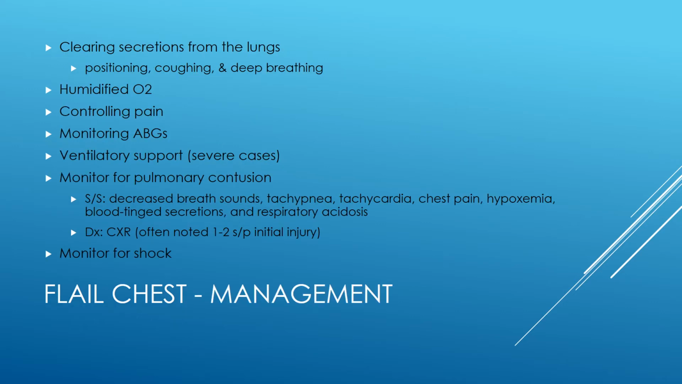Management for flail chest is managing secretions, encouraging cough and deep breathing if they are awake and stable enough. Humidified O2: we give humidified O2 to help thin secretions so they are easier to excrete and remove. When we have dry secretions, that's when we get concerned for mucus plugging, which I talked about in the previous lecture. Pain control is huge, and monitoring ABGs because you want to know how they're ventilating and how their acid-base balance is.